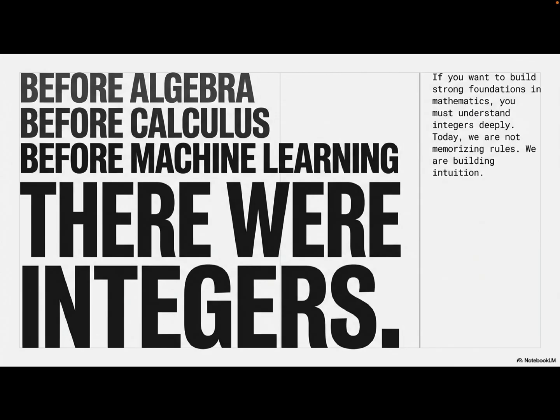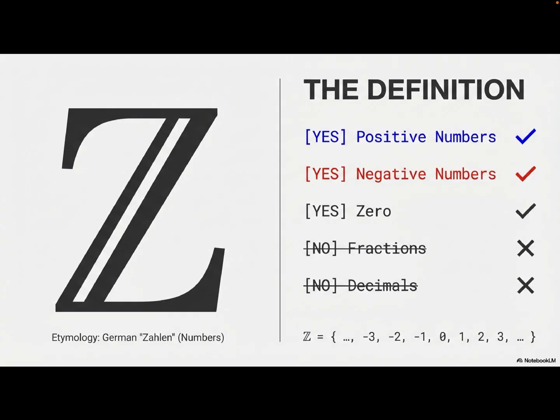What are integers? Integers are whole numbers. They include positive numbers, negative numbers, and zero. They do not include fractions. They do not include decimals. Mathematically, we write Z equals all numbers from negative infinity to positive infinity, including zero. The symbol Z comes from the German word Zahlen, meaning numbers.